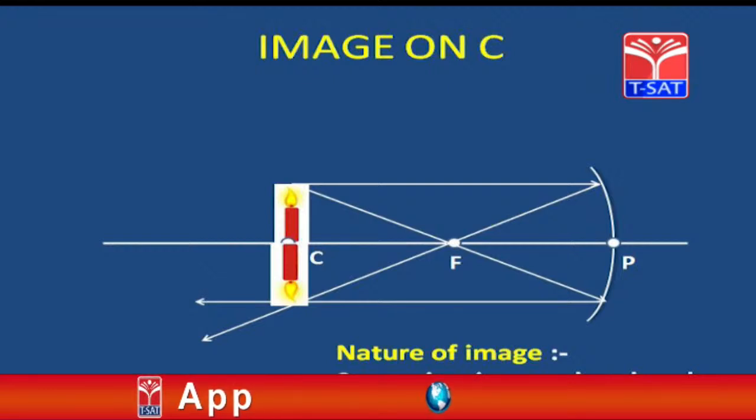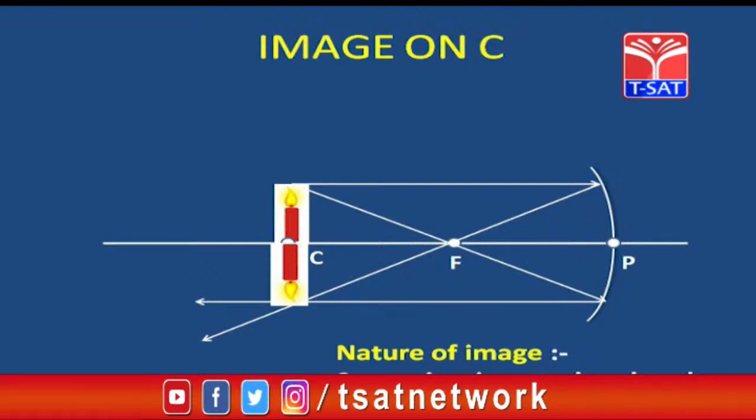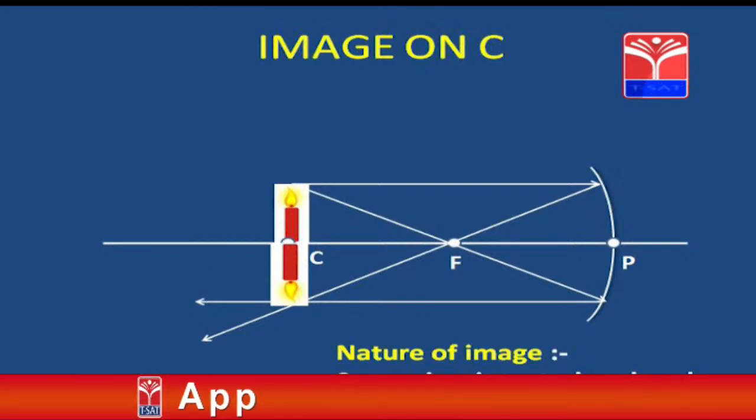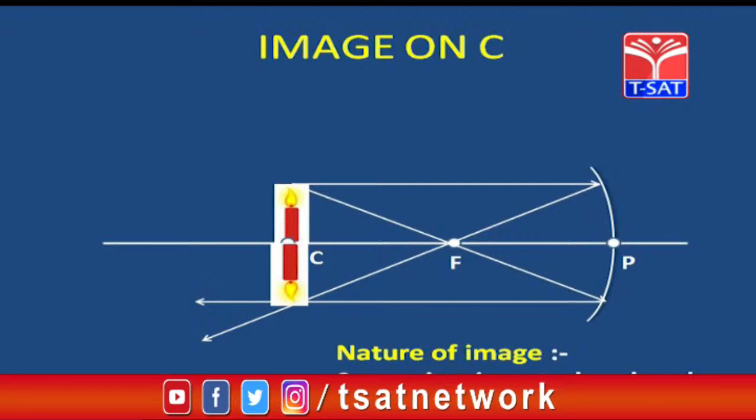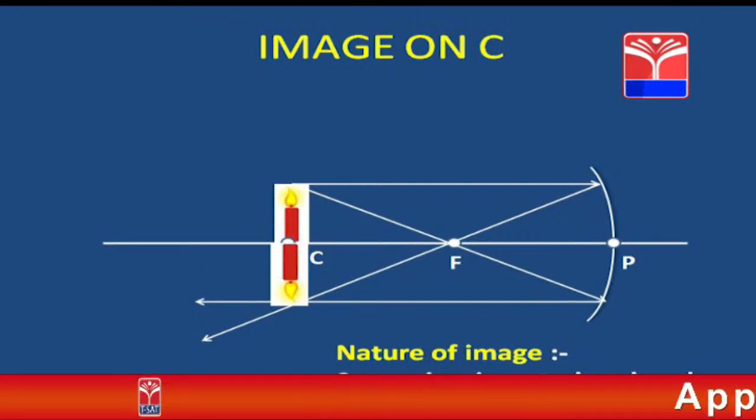Now see, children, where are these two meeting? Exactly below the object. Yes or no? The two rays are meeting exactly below the object. So the image is formed on C again. When the object is on C, the image is also formed on C. Here we will be getting the same size of image as the object. And it is again an inverted image and a real image.